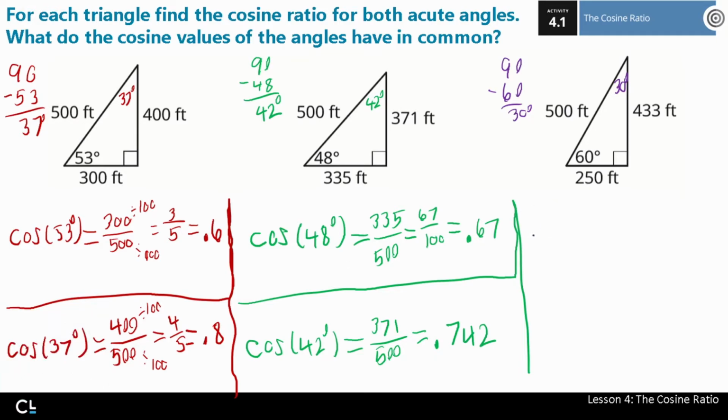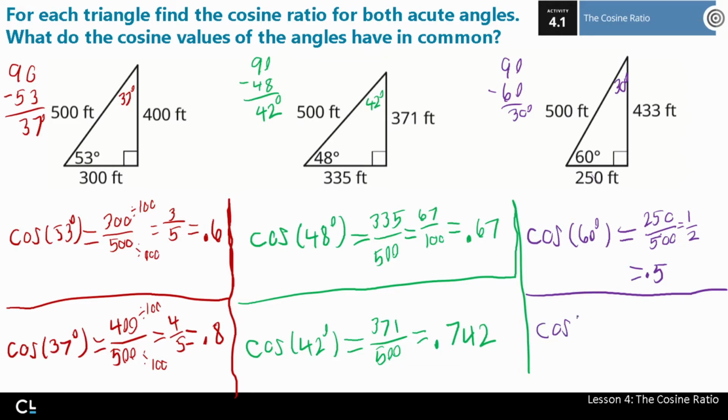And our last triangle here, right? Let's find our cosine values. Cosine of 60 degrees is going to be my adjacent, which is 250. It's right next to it. We get 250 over 500. And what some of us might notice is this is just 1/2. So it's going to be equal to 0.5. Running out of space. So the cosine of 60 is 0.5.